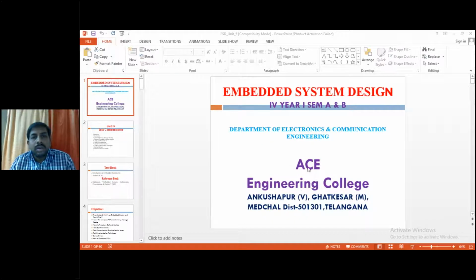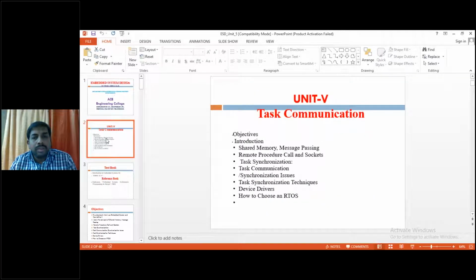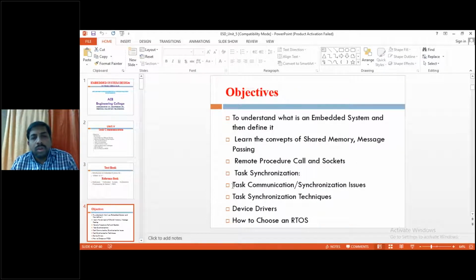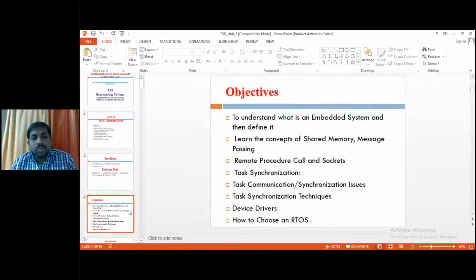This is Rajesh. In our subject Embedded System Design, our fifth unit is Task Communication. In our previous video, we covered the topics shared memory, message passing, remote procedure call, and sockets in task communication. In this video, we'll see what is task synchronization and what are the issues, device drivers, and how to choose an RTOS. Our textbook is Introduction to Embedded Systems by Shibu K V. The objective is to learn what is task synchronization, its issues, device drivers, and how to choose an RTOS.